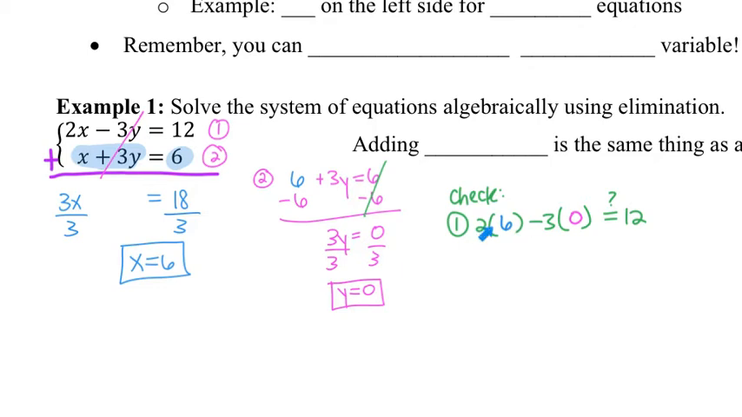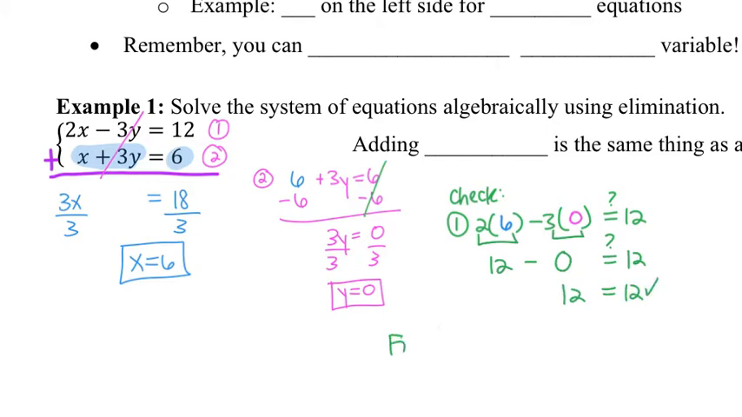So we can't subtract these two numbers unless we know what two numbers we're subtracting. So we can do these at the same time. 2 times 6 is 12. 3 times 0 is 0, and we're subtracting those two numbers. And you should all know that 12 minus 0 is 12. So it works, and we're correct.